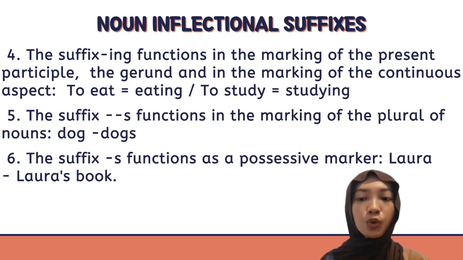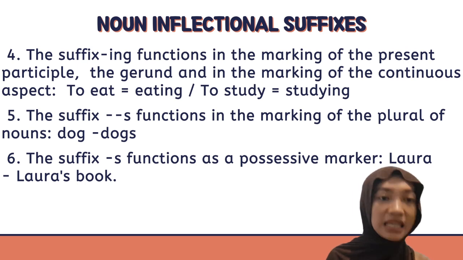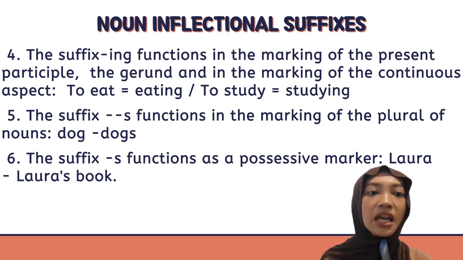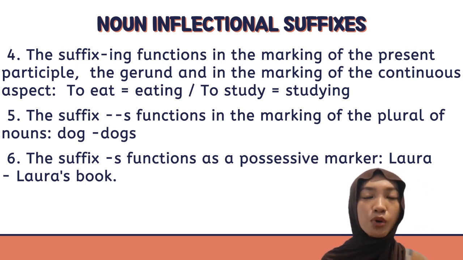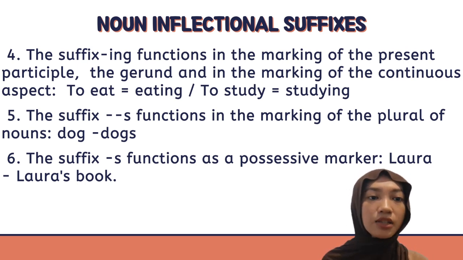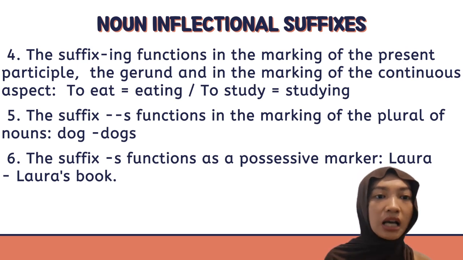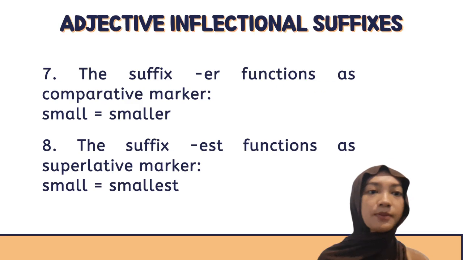For example, like to eat become eating, to study become studying. And then the suffix s functions in the marking of the plural of nouns. For example, like dog become dogs. And then the suffix s functions as a possessive marker. For example, like Laura, Laura's book.